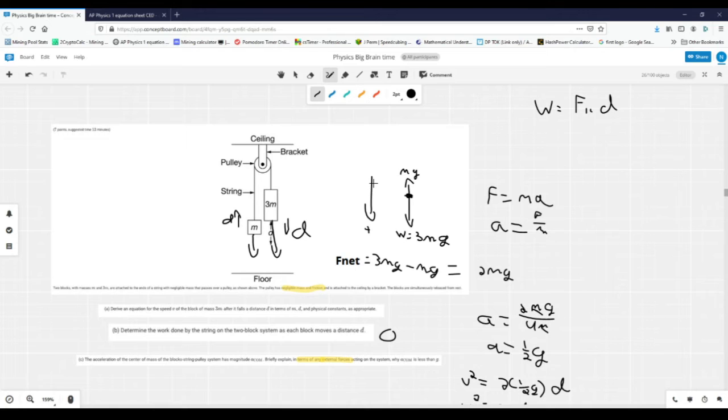Okay, so does anyone have any questions about these three parts here?